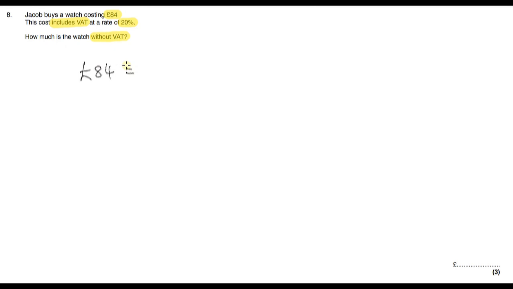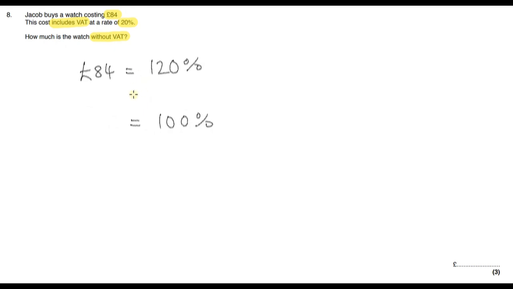So if we think about the original price being 100% and then we're adding on 20% VAT, well, this £84, that represents 120% of the original price. So it's the original price, 100% plus 20%. So we want to work out how much the watch costs without VAT. So we're looking for 100%. So the cost at 100%.